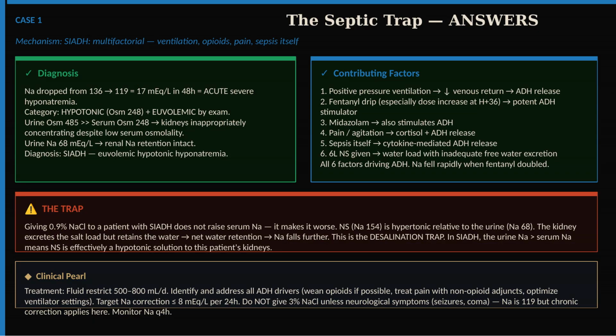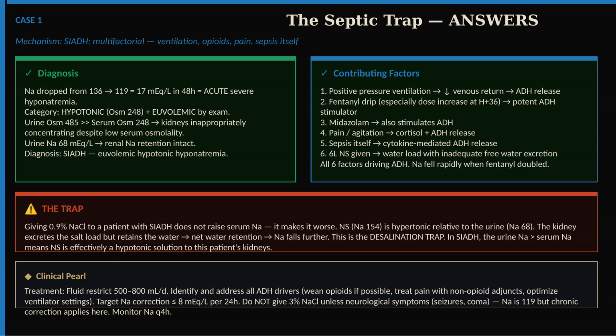Let's open the box. The diagnosis first. Sodium fell from 136 to 119, 17 points in 48 hours. That's acute severe hyponatremia. It's hypotonic, osmolality 248, and he's euvolemic on exam. The urine osmolality of 485, towering over a serum of 248, tells you the kidneys are inappropriately concentrating, and the urine sodium of 68 confirms the renal handling is intact. Put it together, this is SIADH.